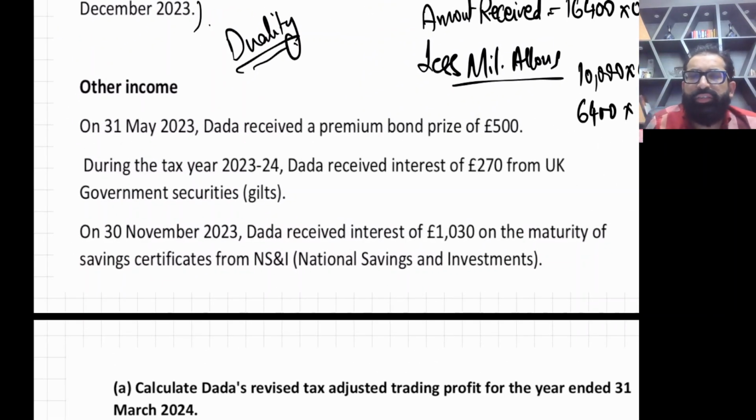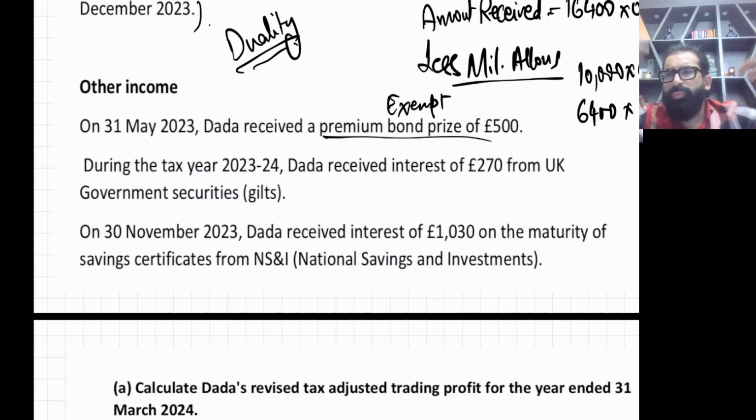The first thing, on 31st May 2020, Dada received a premium bond. This is exempt, no tax on it, just ignore it. Premium bonds are exempt.